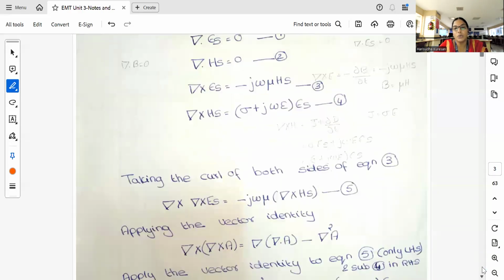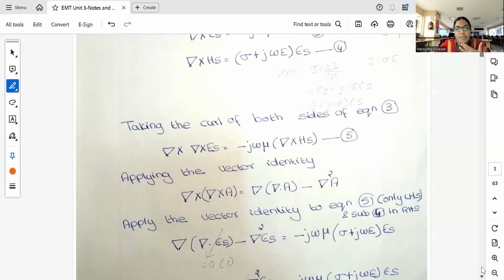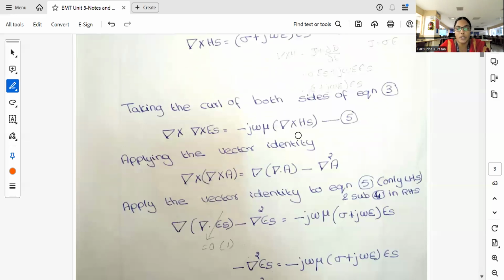Now taking curl on both sides, first we'll take the third equation. The third equation is nothing but del cross Es equal to minus j omega mu Hs. So taking the curl of both sides of equation 3, we can write del cross del cross Es is equal to minus j omega mu del cross Hs.